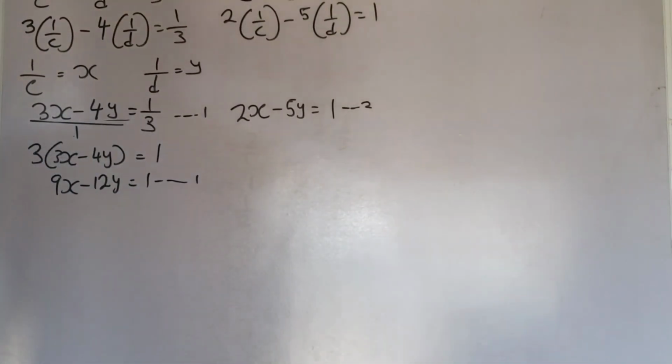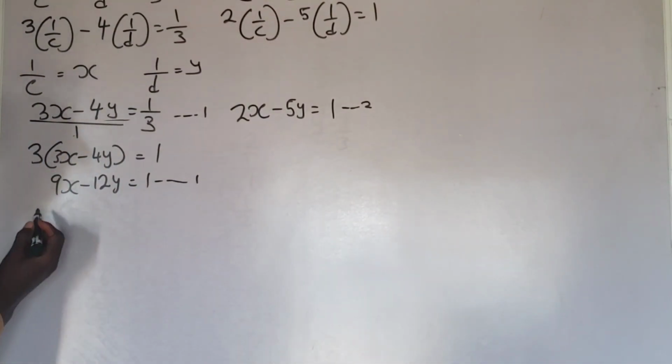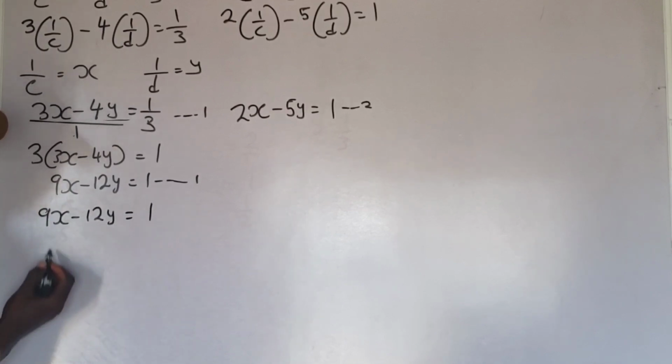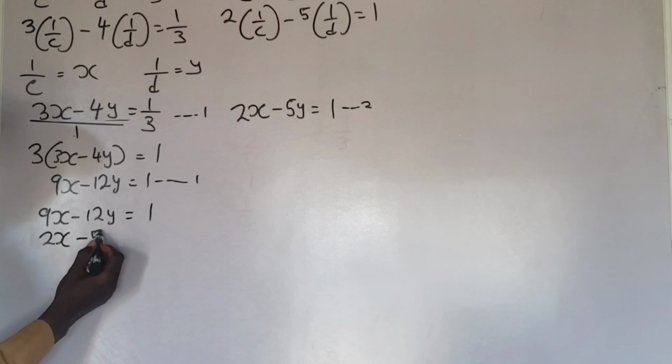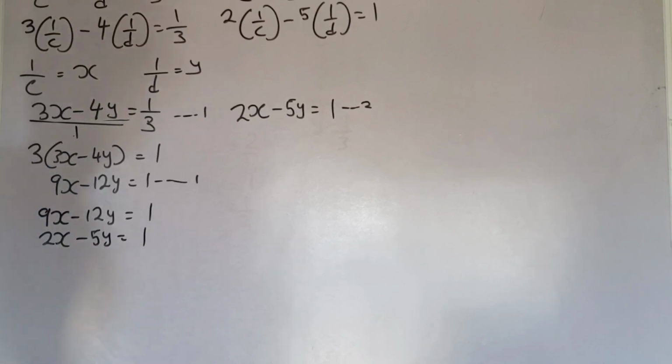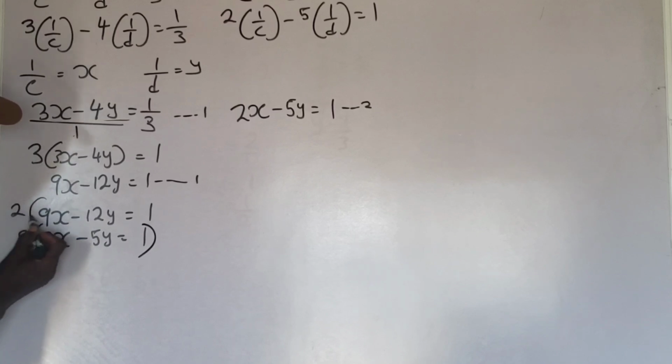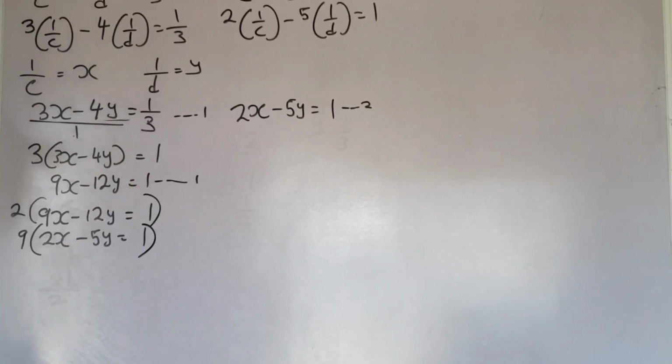So let us combine equation 1 and 2. I'm going to have 9x minus 12y equals to 1, and 2x minus 5y equals to 1. Now, from this point, we can solve this equation simultaneously. Let us use the elimination method. Using the elimination method, let us eliminate x. I'm going to multiply this by 2.